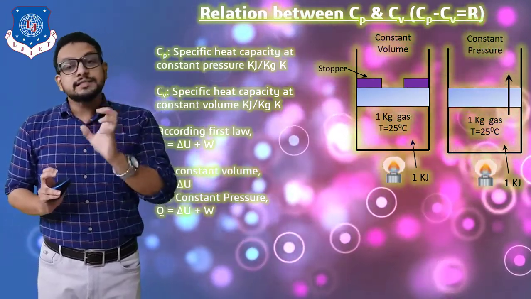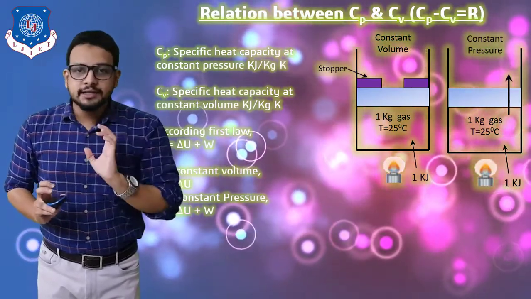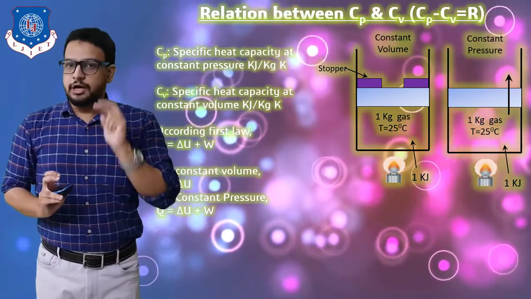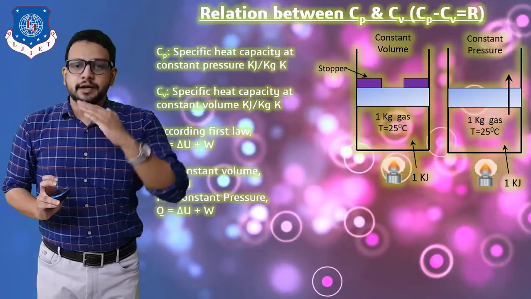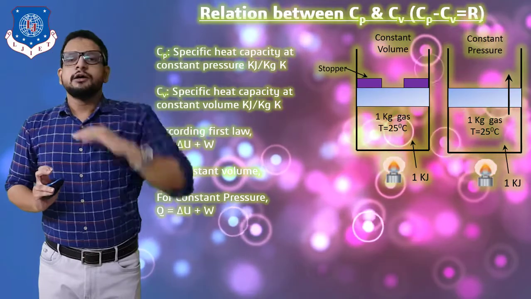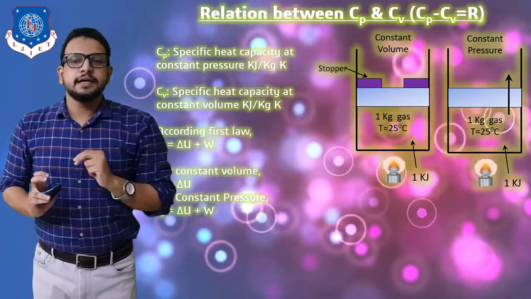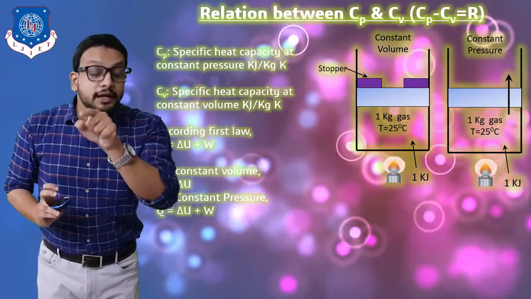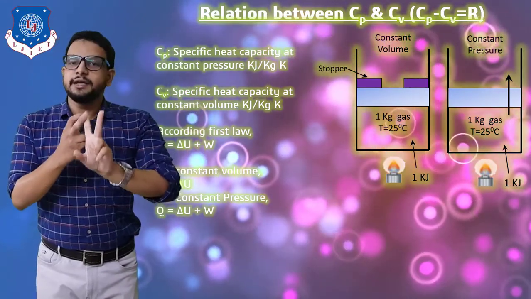Now when the same 1 kilojoule of heat energy is applied to the same gas, but in the second case heat is supplied at constant pressure, along with that we are allowing the piston to perform a displacement, that is, it is going to move from state 1 to state 2. So what is going to happen? When the first law is applied in this case, Q is equal to delta U plus W, then that 1 kilojoule of heat energy is split into two parts.